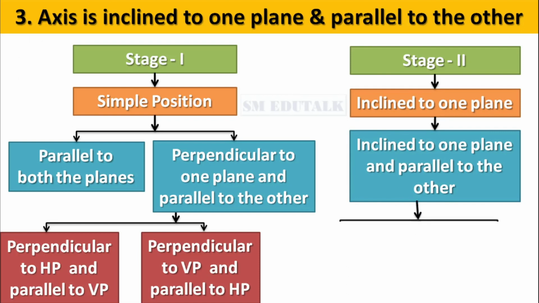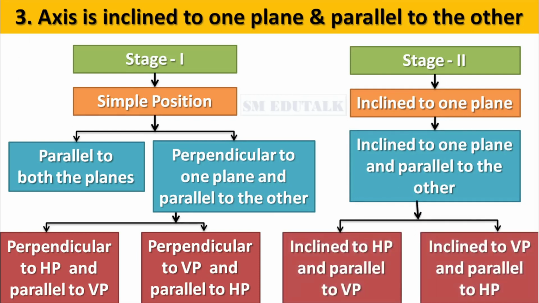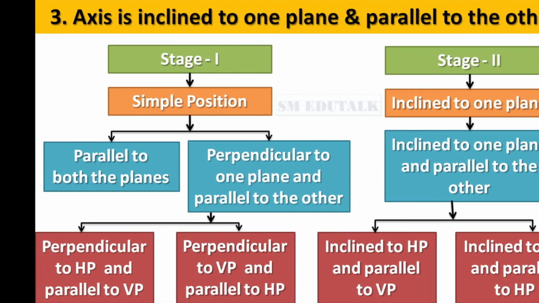This third position also has two subpositions. They are axis is inclined to HP and parallel to VP. Then axis is inclined to VP and parallel to HP. I will explain this concept using a problem.